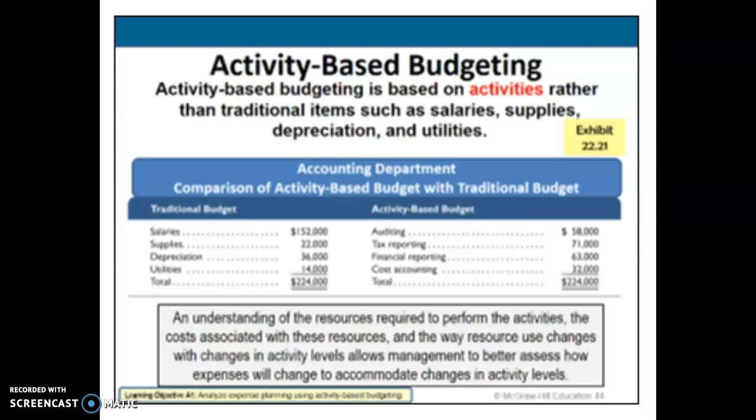So activity-based budgeting is a little different. It actually requires management to list activities performed by, let's say, the accounting department, like auditing, tax reporting, financial reporting, and then cost accounting. Understanding those resources that are required to perform the activities, then the costs associated with the resources, and the way the resource use changes with changes in activity levels allows management to better assess how expenses will change to accommodate changes in activity level. And that's kind of what we're looking for.